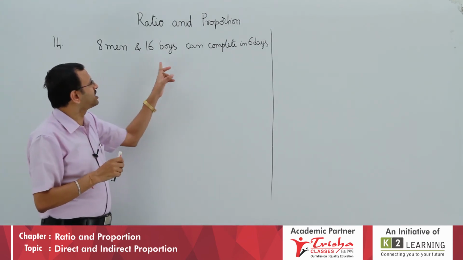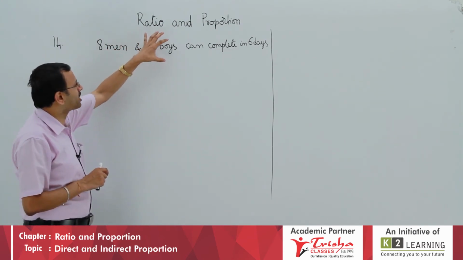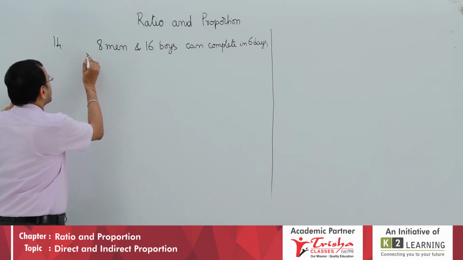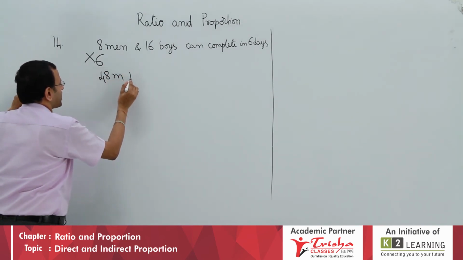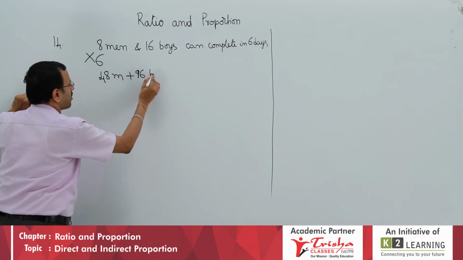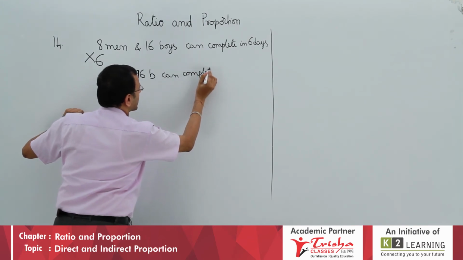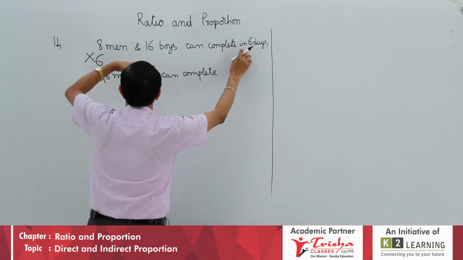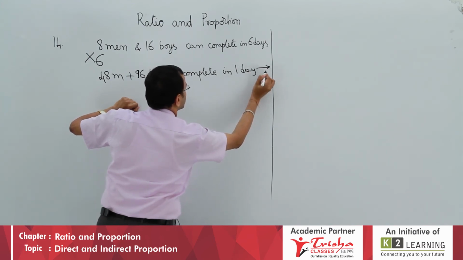What I am saying is, you have to take it to 1 day. In order to complete in 1 day, whatever number of men and boys can complete in 6 days, you have to employ 6 times. Therefore, multiply by 6. 8 6s are 48 men plus 16 into 6, 96 boys can complete in 1 day. By employing 6 times, it will complete in 1 day. This is one, let us call.